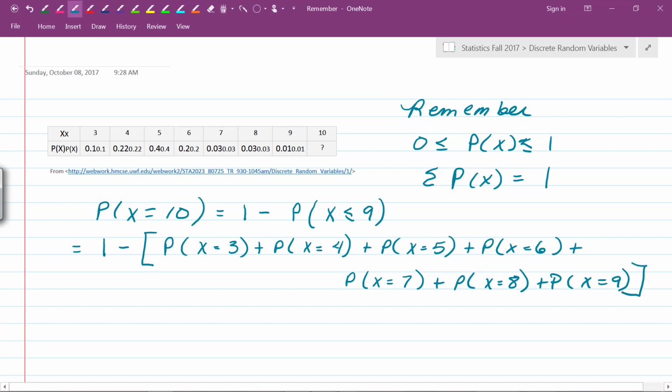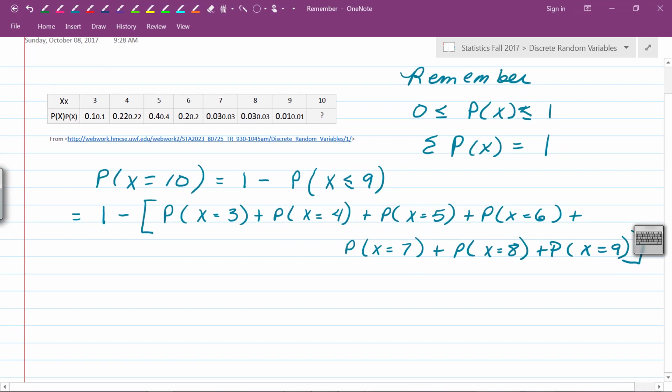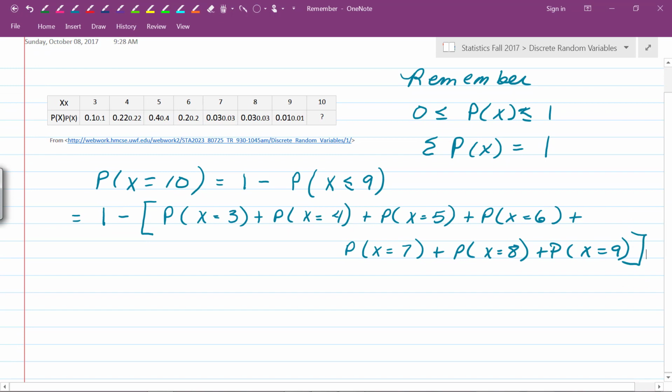Okay? Because we know that the probability that x equals 3, 4, 5, 6, 7, 8, 9, and 10, the entire sample size, must sum to 1. So that tells me then that if I subtract the probability that x equals 3, 4, 5, 6, 7, 8, or 9 from the number 1, what is left? The probability that x equals 10. Okay? So we're going to find this out.